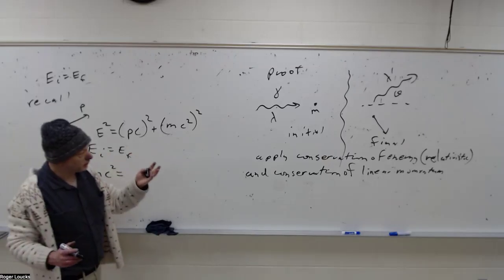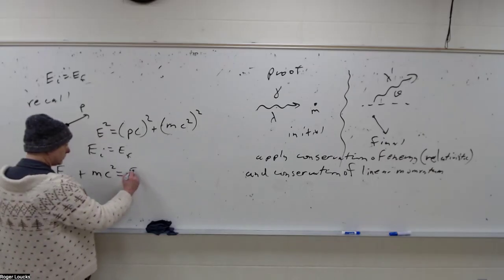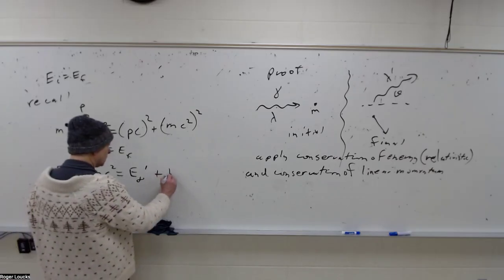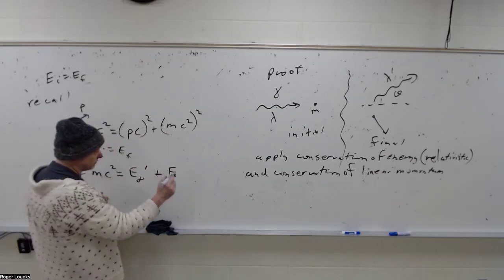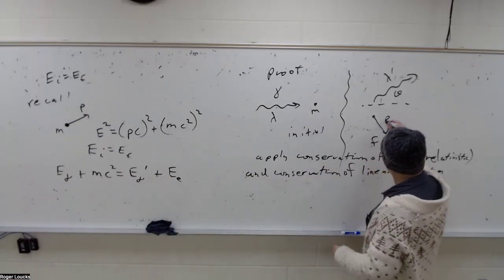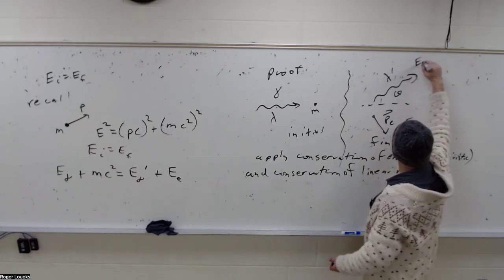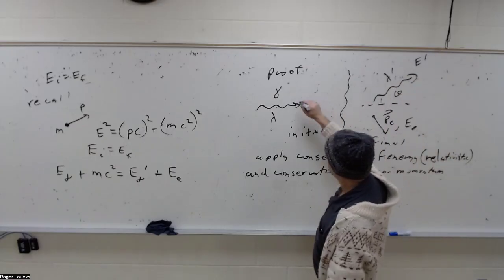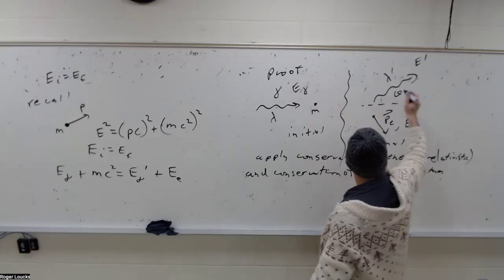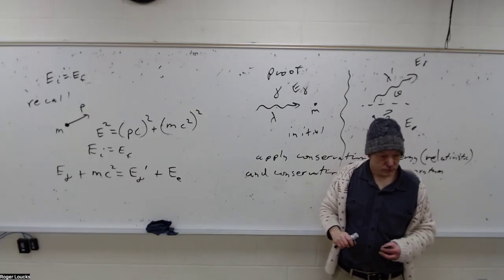Now, what's going to happen over here? Final energy is going to be the energy of the photon prime plus, I'm going to call this an electron, although it doesn't have to be, the energy of the electron here. So this has some momentum p_e and some energy E like this. And this one has some energy E prime, and this one has some energy just E gamma. Does that make sense? Questions to that?